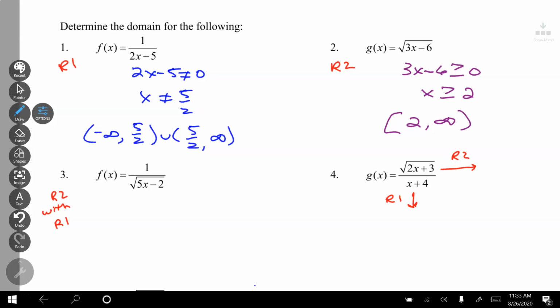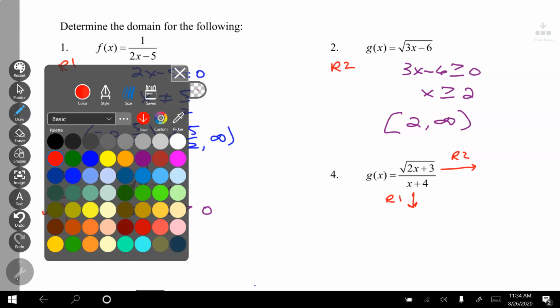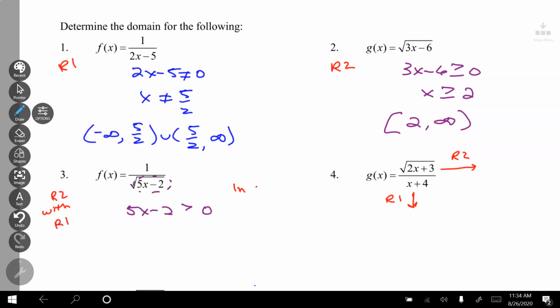Now the one with rule 2 and rule 1. Well, the rule 2 part is going to be 5x minus 2 is greater than or equal to 0. But because there's a rule 1 with it, I'm going to get rid of that part. Since it's in the denominator, I can't have it equal 0, so I had to get rid of that equal 0 part. I solve for x. I get greater than 2/5, parentheses 2/5 to infinity, where problem number 2 was bracket 2 to infinity.